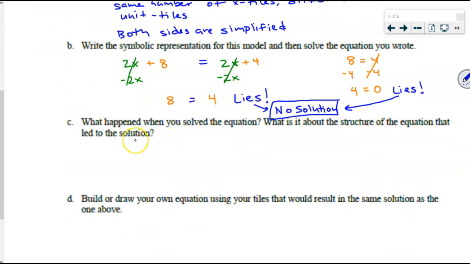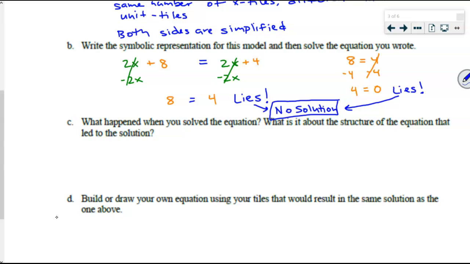Okay, so now, what happened when we solved this equation? And what is it about the structure of that equation that led us to this point? Jaden? Why? What happened? How did we know that we couldn't continue to solve it? Yes, when we solved it, we got an untrue statement. That is one of those things, but there's something else. How did we get to that untrue statement? What happened in that process of getting to that untrue statement?